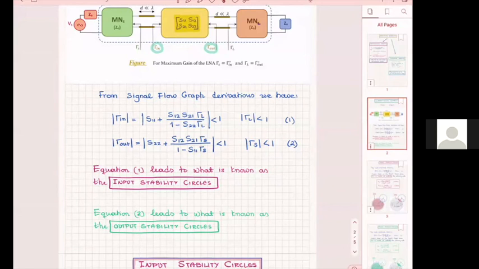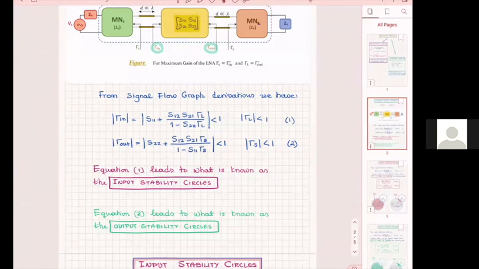If now there are some values of gamma L, ZL, excuse me, and ZS, which make the gamma in and gamma out magnitudes, or gamma L and gamma S magnitudes, higher than 1, any of them, not all of them together, any one of them, if any one of them becomes more than 1 for any values of ZS and ZL, then you say that you have a conditional stability, all right?